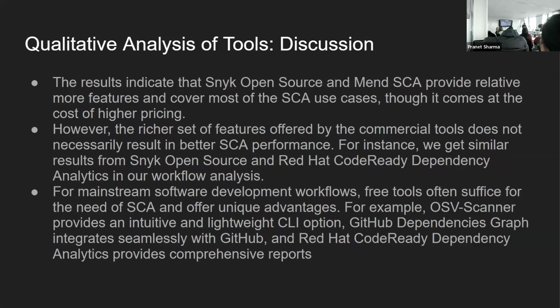So based on these, we were able to come to the conclusion that if you're looking for a feature-rich tool, then Snyk open source and Mend SCA are probably your best choice. However, if those aren't necessarily what you want, we got similar results from Red Hat CodeReady Dependency Analytics, as well as the free version of Snyk open source, if you do not require all that feature richness. And finally, if you need to use a free tool, then OSV Scanner is very intuitive, lightweight, and it's open source, which was one of its strengths.